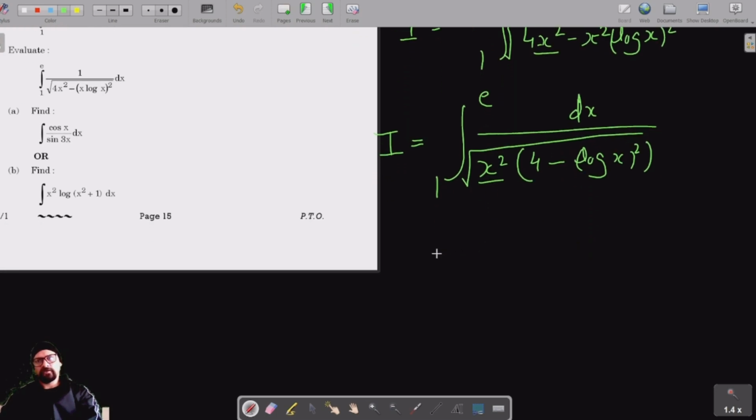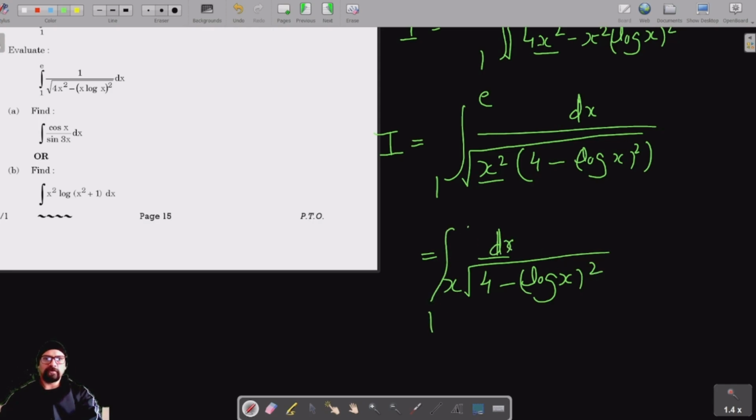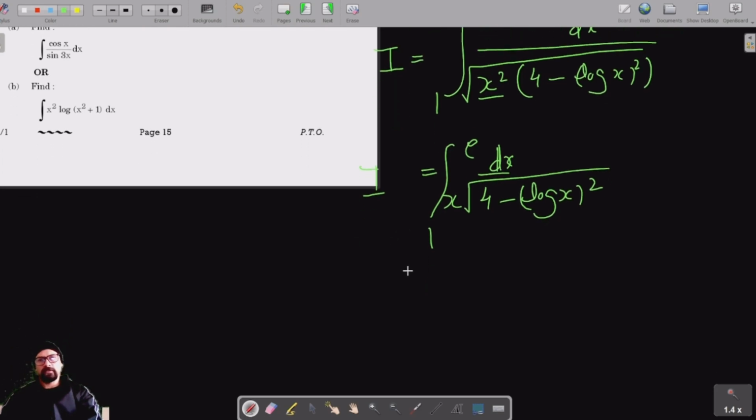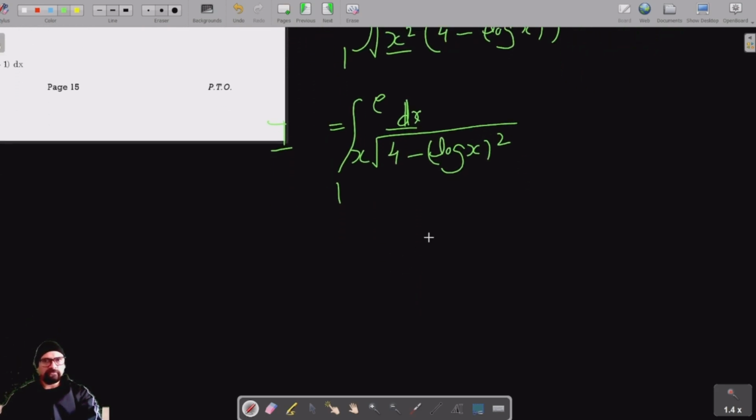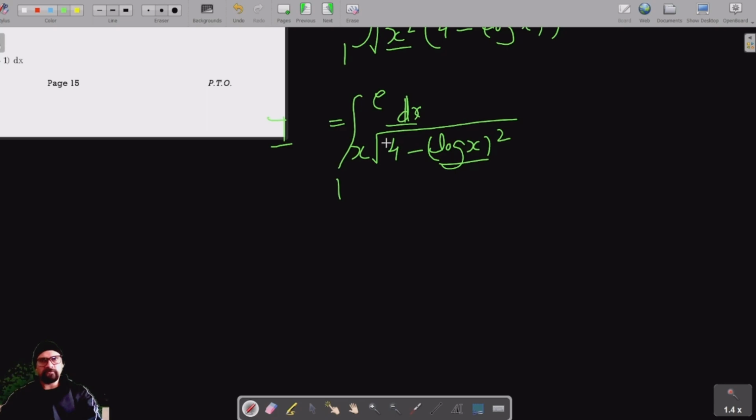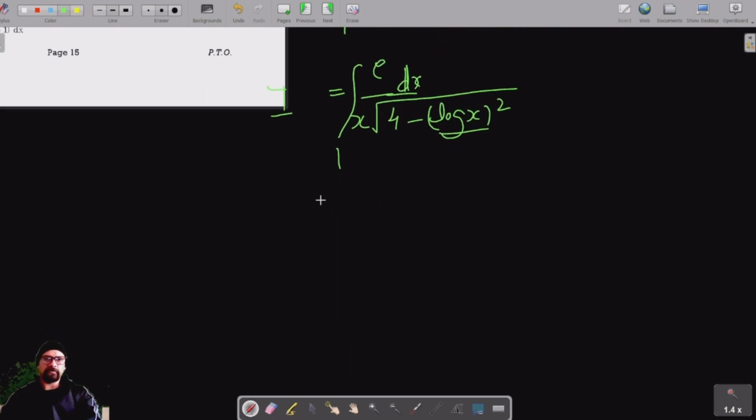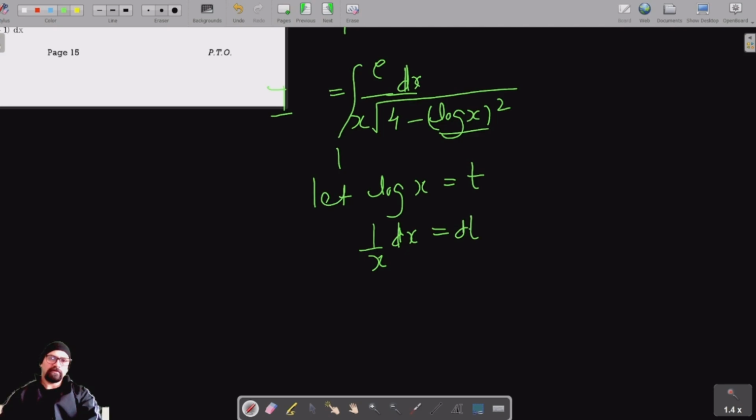So the square root of x squared is 1 by x under root 4 minus (log x) the whole square, dx, with the limits 1 to e. And now it's ready for the substitution. We can make the substitution because the differentiation of log x is 1 by x. So let log x equal t. So 1 by x into dx is equal to dt.